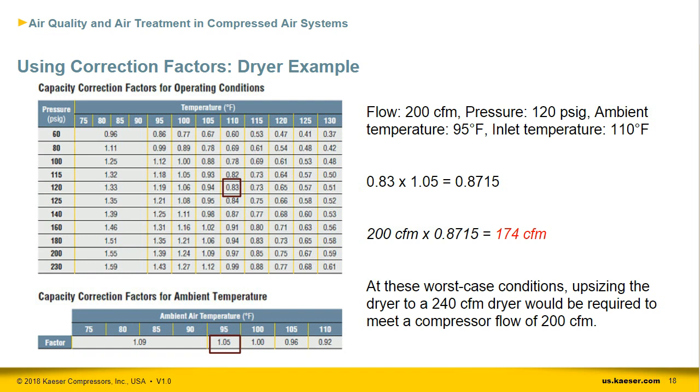One word of caution here, you want to definitely be careful about correction factors. They could be either used to multiply against the compressor's flow or divide by the compressor's flow to determine ratings. And that can be pretty tricky.